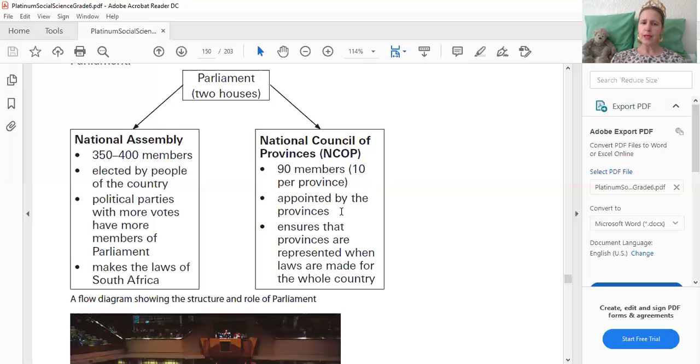Who appoints them? In the elections, remember I told you there are 2 ballot papers and one is for your district, for Ekurhuleni, for example. But our province is Gauteng. And so our election votes all get counted together and they decide who makes up these 10 members per province, times 9 provinces is 90 people. And what is their job, role, or function? They ensure that provinces are represented when laws are made for the whole country.